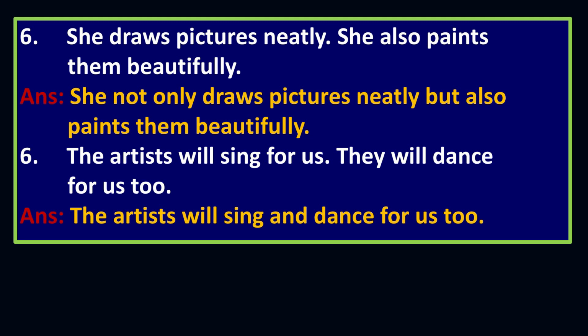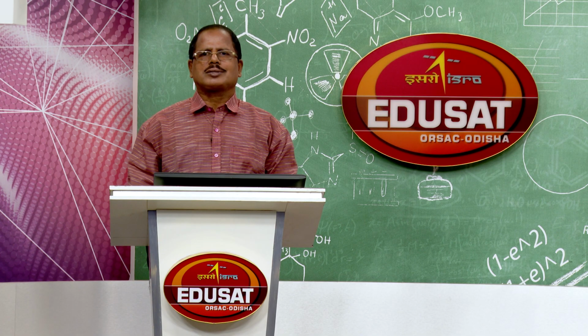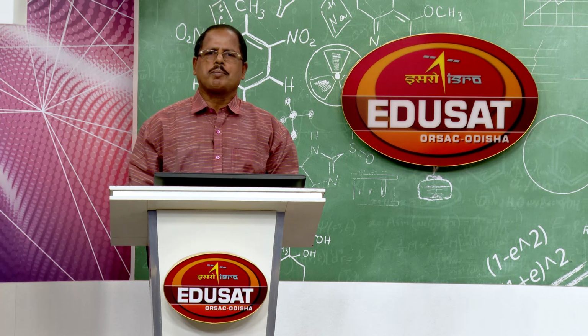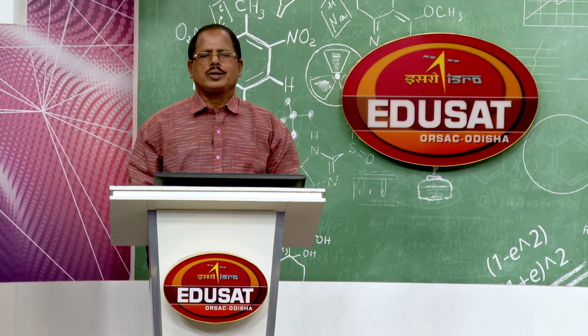She draws pictures neatly but also paints them beautifully, right. The artist will sing for us and they will dance, that means the artist will sing and dance for us, right. Now, we finished the compound sentences, let us go to the complex sentences and we will see what are the complex sentences and how we can use complex sentences nicely.